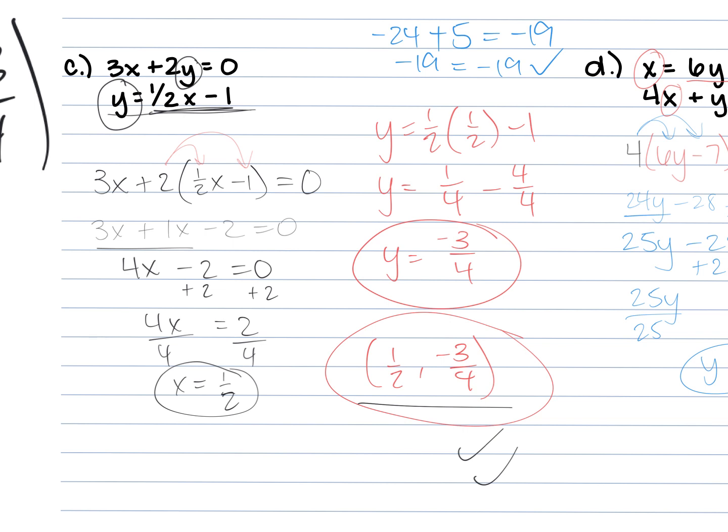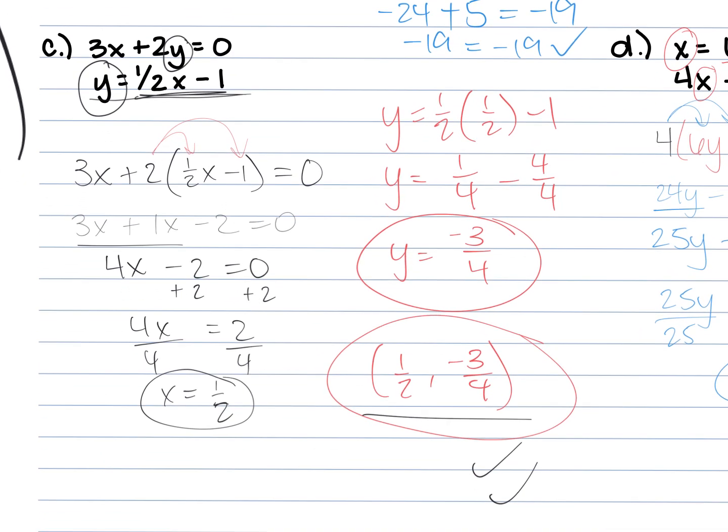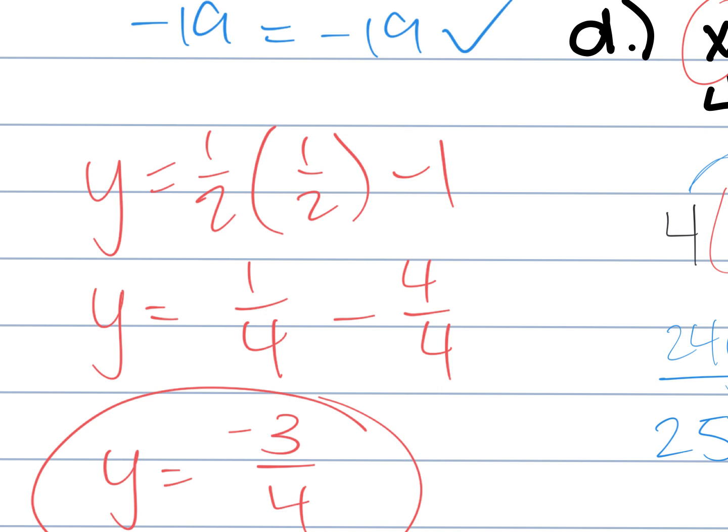Questions? Comments? Concerns? Yeah, go ahead, Mia. How did you know to put 4 over 4? Oh, because, right? How do you add fractions? A common denominator, right? So this one is technically 1/1, correct? But we want to change it so it's something that has a denominator of 4. So you multiply the top and the bottom by 4, so it becomes 4/4. Good question. Any other questions?